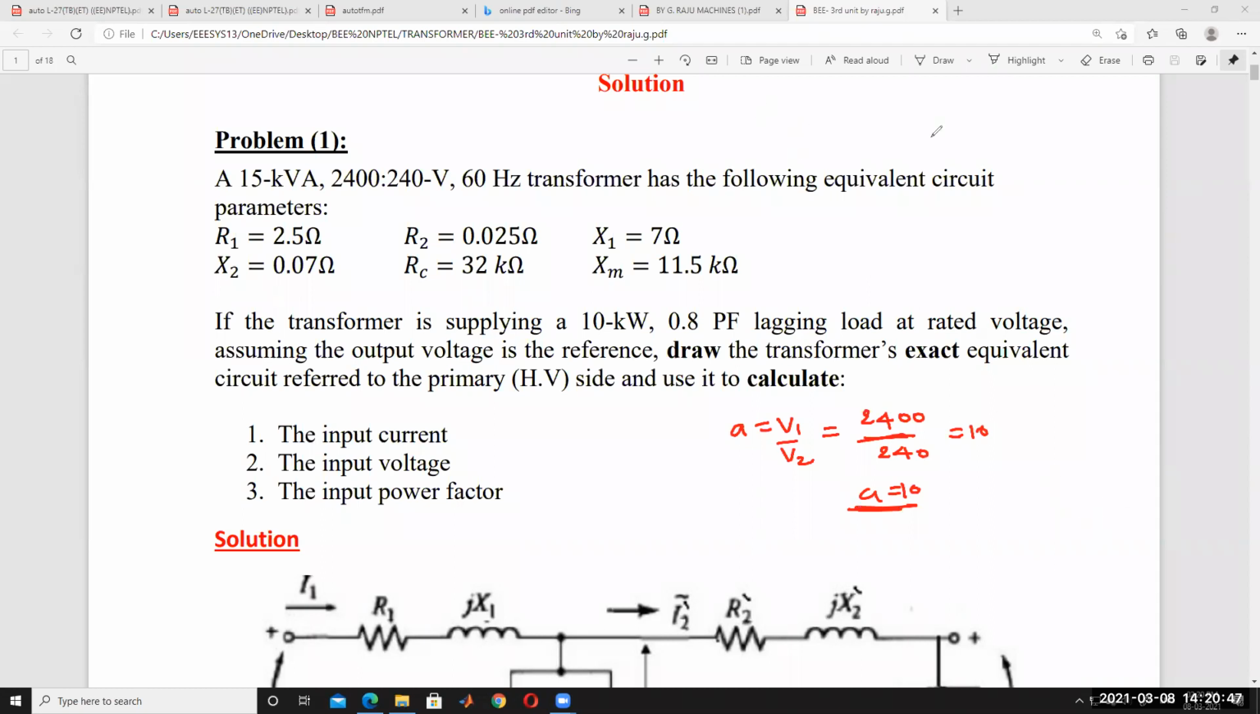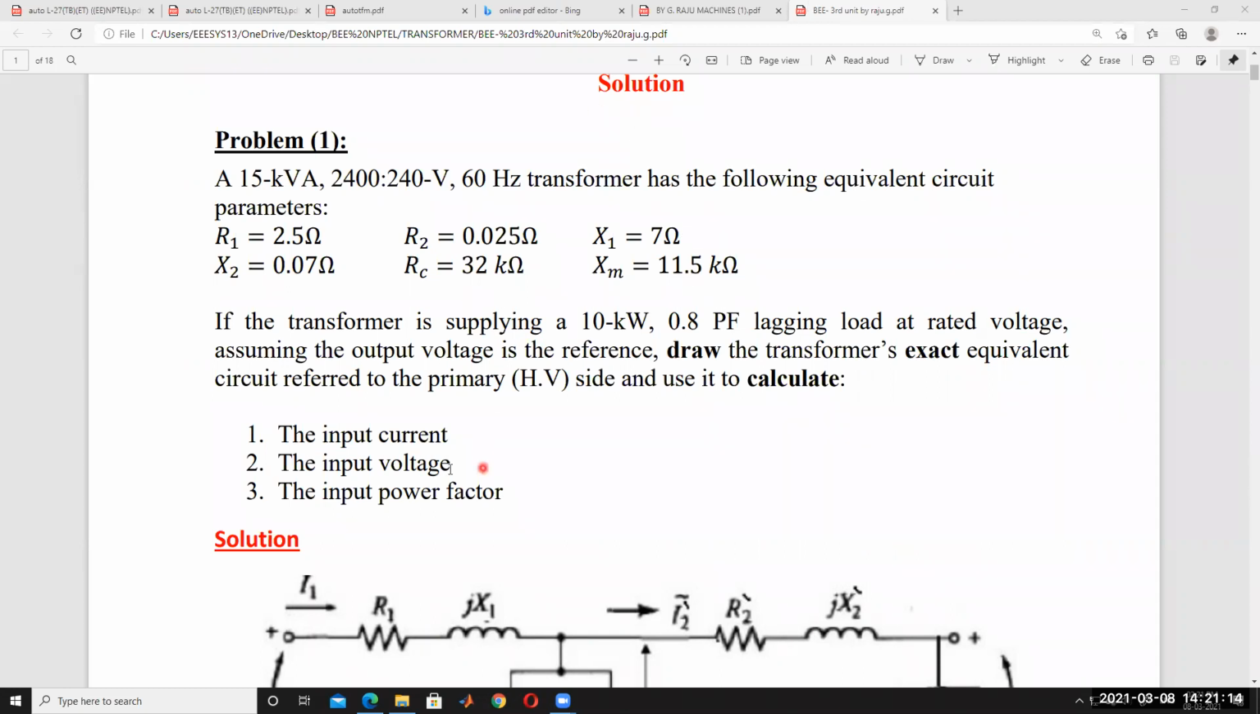Then what is V2 dash here? V2 dash is A times V2. A is 10, and V2 is the secondary voltage, 240. Then V2 dash is equal to 2400 volts, which is the primary voltage. It's clear.